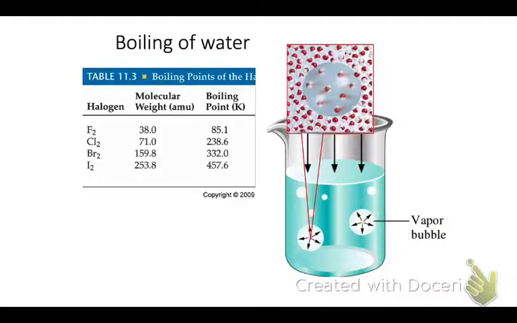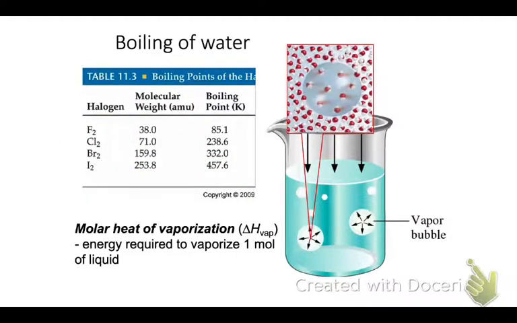Okay, so as you can see here, the stronger the intermolecular force, the higher the boiling point, right? And these are all nonpolar molecules, so it's going to depend on London dispersion forces, which depend on the molar mass. More dispersion forces, higher boiling point.